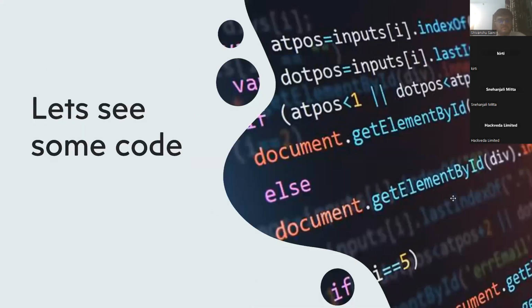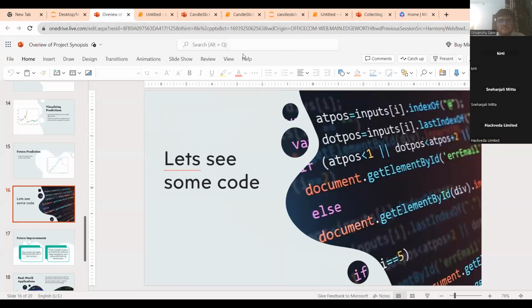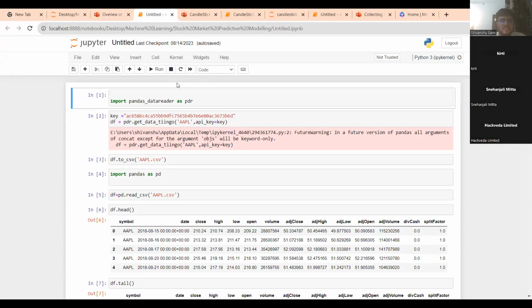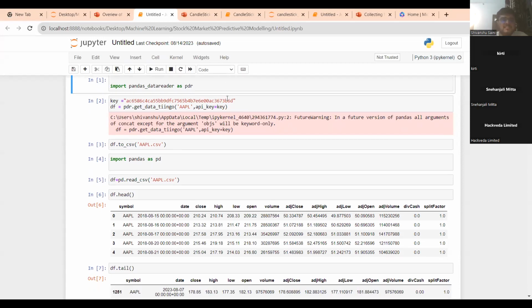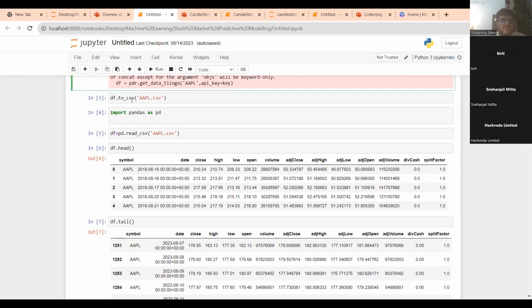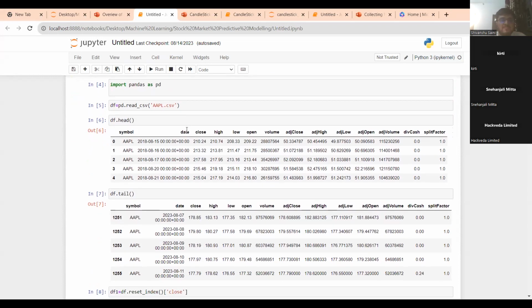Let's see some code. Firstly, I have imported Pandas data reader. This is my API key. Then I have used Tiingo to get Apple stock prices data. Then I have converted the data to a CSV file, apple.csv, and then imported Pandas, which is used to show this CSV data file in a table format.